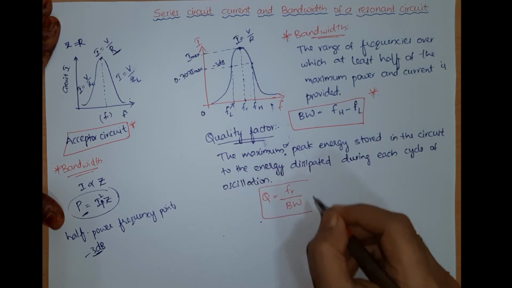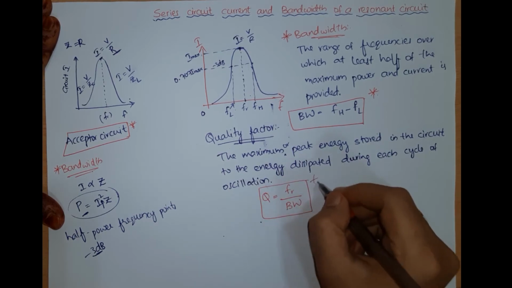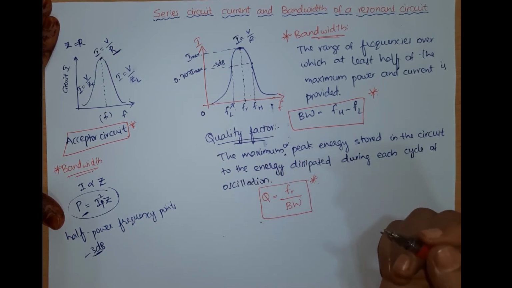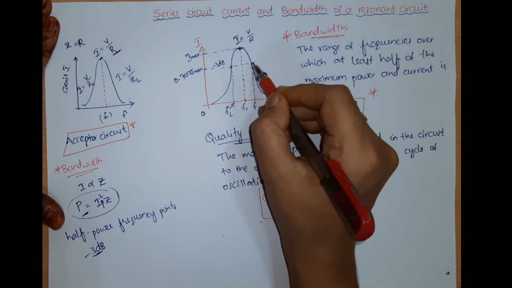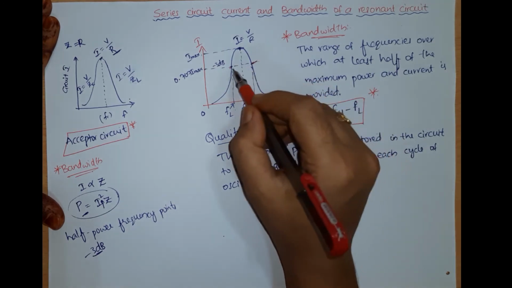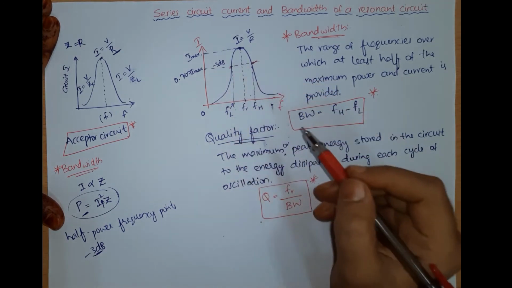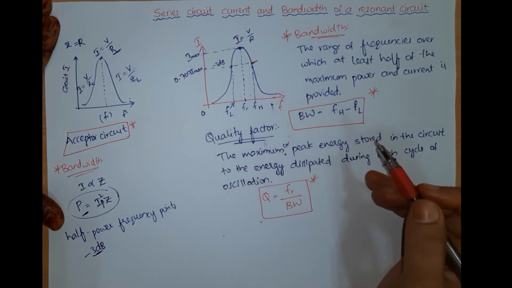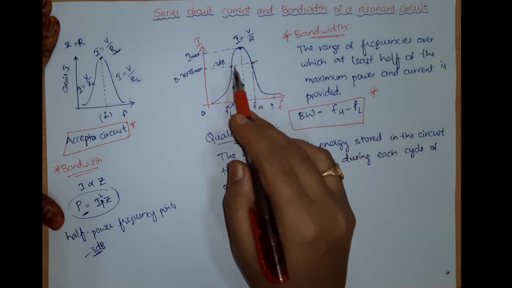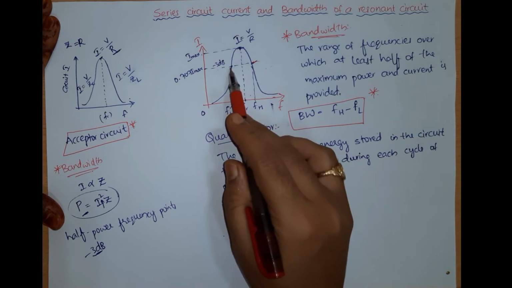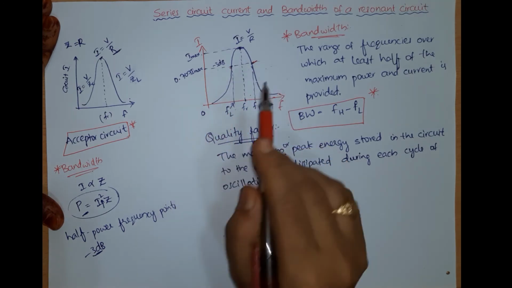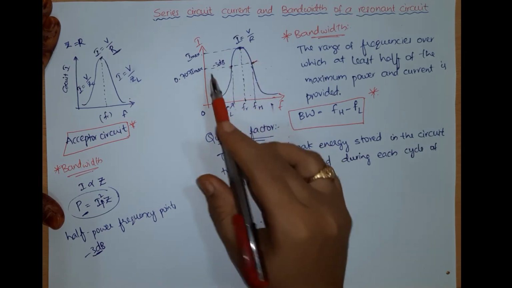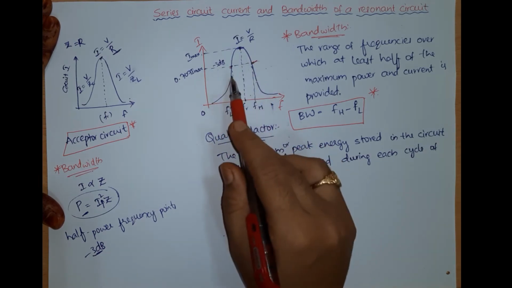So, if you calculate this, you will be getting the sharpness of the peak, right? As the bandwidth is taken between the two minus 3 dB points, the selectivity of the circuit is a measure of its ability to reject any frequencies at either of these points. How much it is rejecting the frequencies above and below these points is called the selectivity of the circuit.